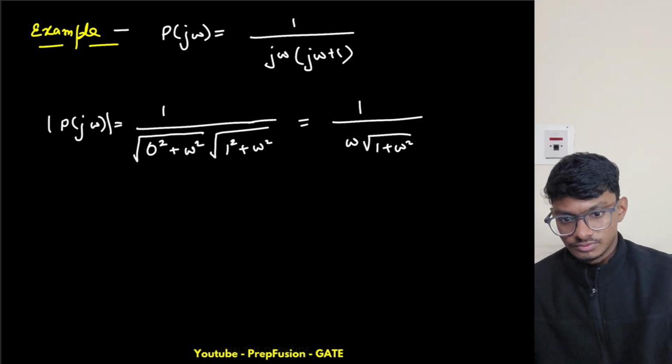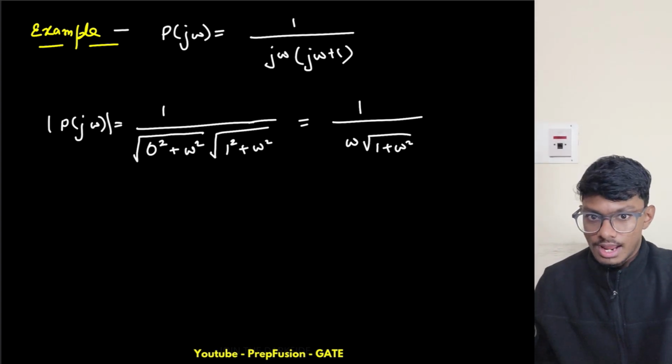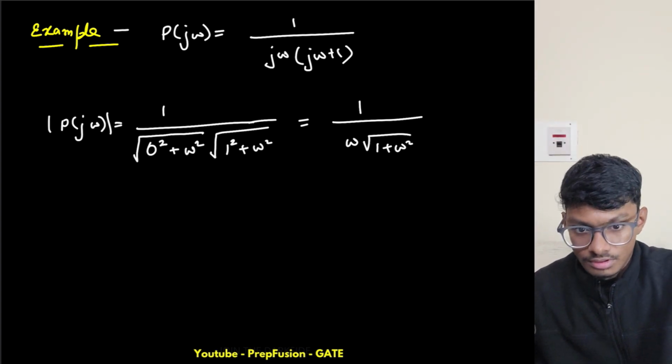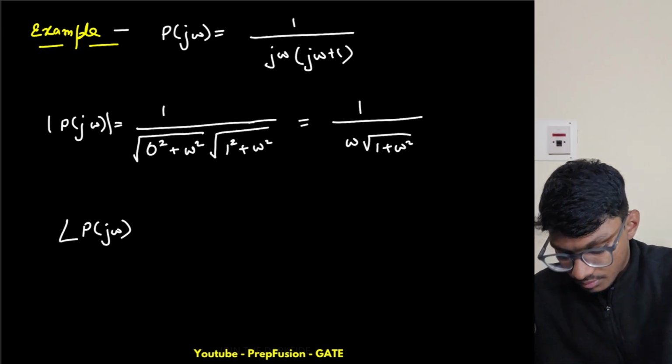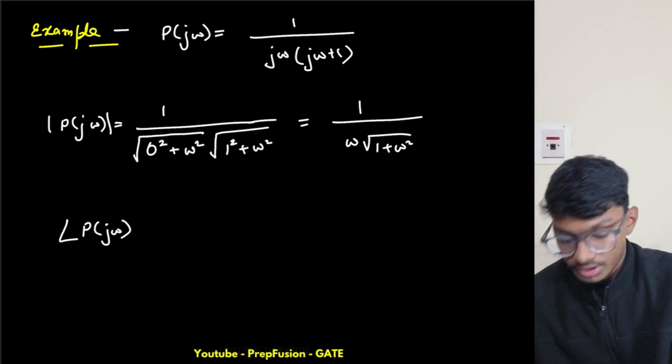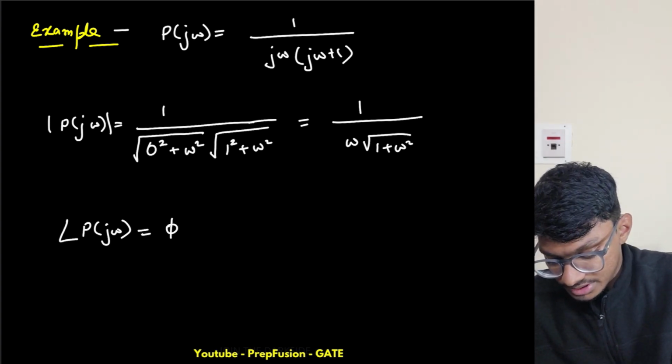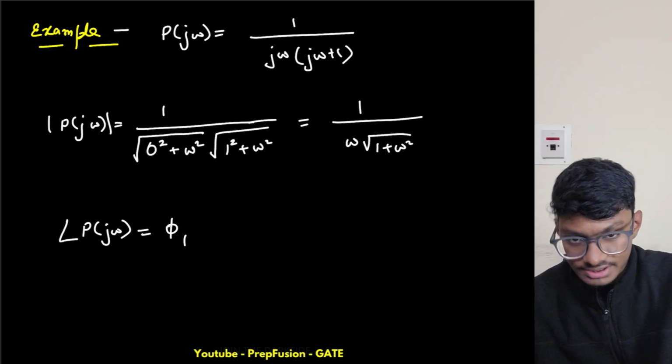So yeah, this is what this is. And now, what is the angle of P of j omega? So the angle of P of j omega is basically phi 1. Let's name this as phi 1.